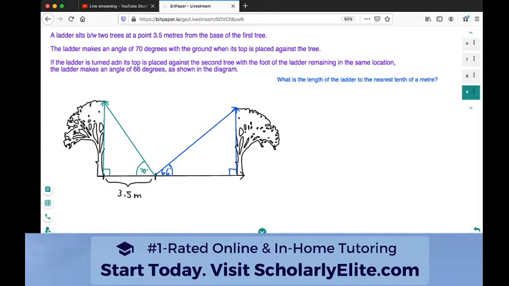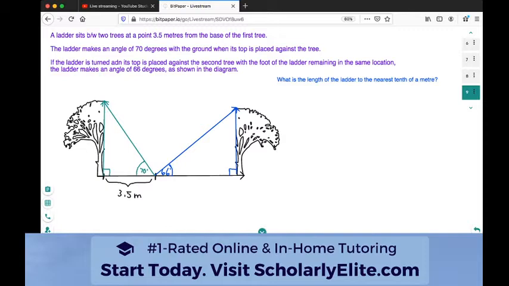Well, we know a couple of things. We know that a ladder sits between the two trees at a point of 3.5 meters from the base of the first tree. Sorry, it makes an angle of 70 degrees with the ground when its top is placed against the tree.